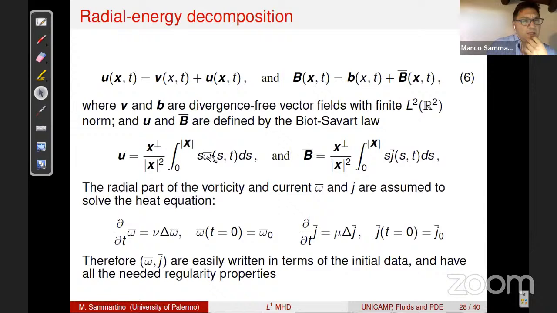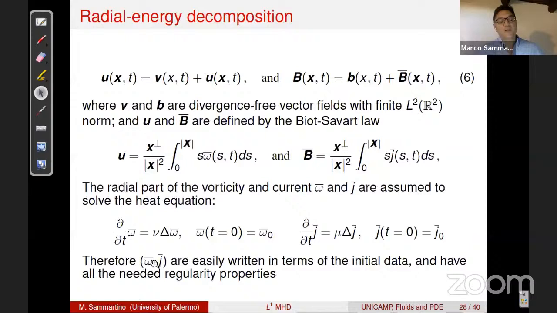First, we impose the equation for the radial part of the vorticity. And it is natural to impose that the radial part of the vorticity obeys the heat equation, because the convective term cancels. If the vorticity is radial, then its gradient is a vector which is perpendicular to a circle around the center, while a velocity which derives from a radial vorticity is tangent to the circle. So v dot grad omega is the scalar product of two orthogonal vectors. So it is natural to assume that the radial part of the vorticity obeys the heat equation, and the same for the magnetic current.